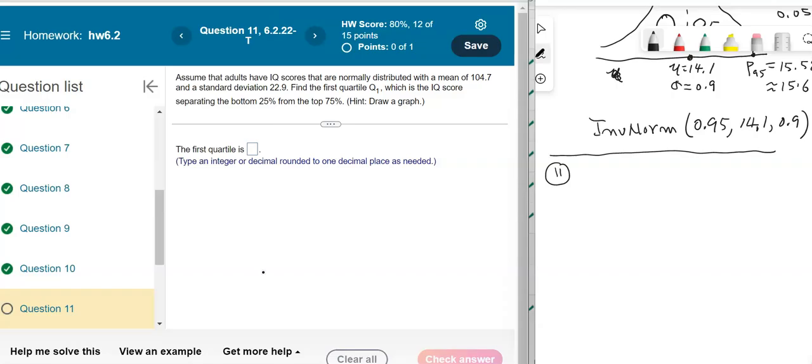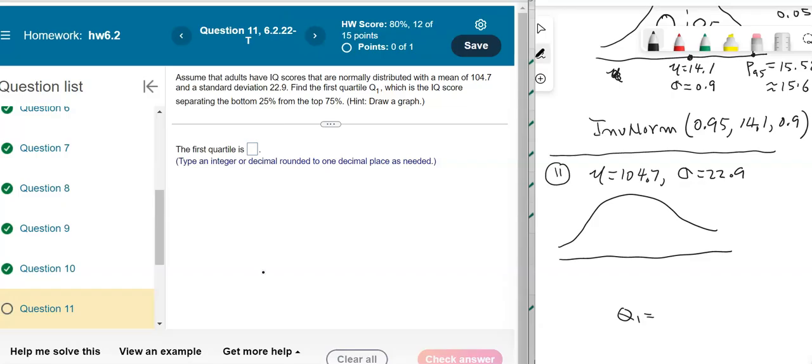Looking at x normally distributed, the mean is 104.7 and the standard deviation is 22.9. They want you to find Q1. You know what Q1 is? Q1 is the same as the 25th percentile, just like a quarter. So if this area is 0.25, then this point is called Q1, which is the same as the 25th percentile. And this point is 104.7.